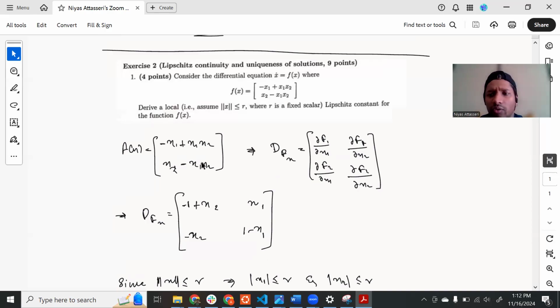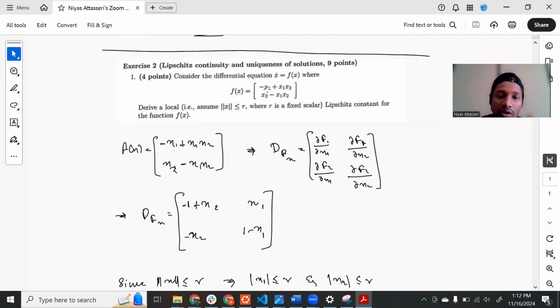Now to find that particular constant, the way to go about it is to find the Jacobian, take the norm of the Jacobian, and use the mean value theorem to create a bound for the norm of f of x minus f of y. Since the function is this one, the Jacobian can be found by df1 by dx1, df2 by dx1, df1 by dx2, and df2 by dx2.